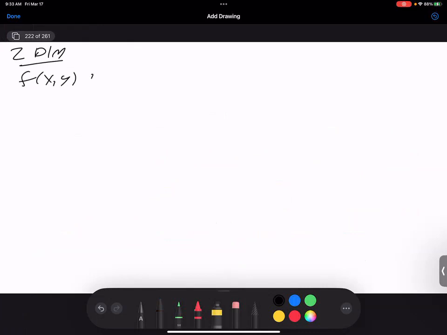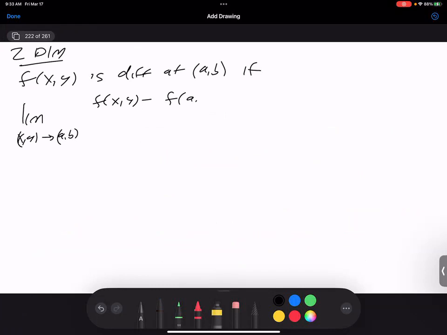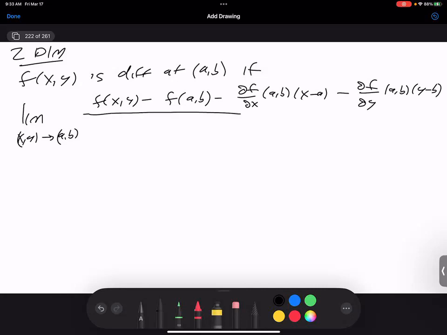f of x, y is differentiable at the point (a, b) if the limit as (x, y) goes to (a, b) of f of x, y minus f of a, b, and now we have to subtract off the tangent hyperplane. And that's going to be the partial of f with respect to x at the point (a, b) times how much I move in that direction, minus the partial of f with respect to y at the point (a, b) times how much I move in that direction, divided by the distance from (x, y) to (a, b). And I want this to equal 0.